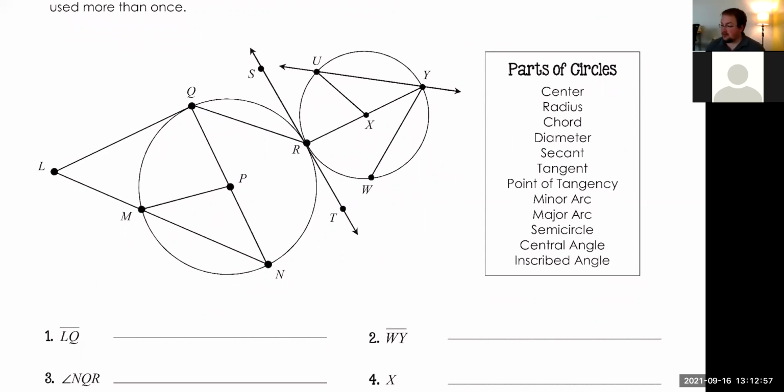How would you describe LQ? If you don't know a term, just describe what it's doing. It's intersecting at only one point. So it's a tangent. Okay. Next one we have is WY. Looks like both of its endpoints are on the circle. It's a chord.